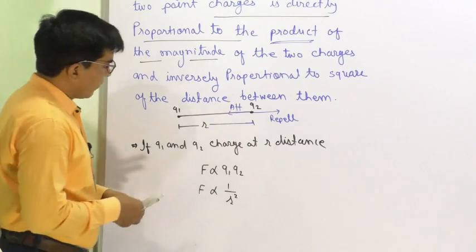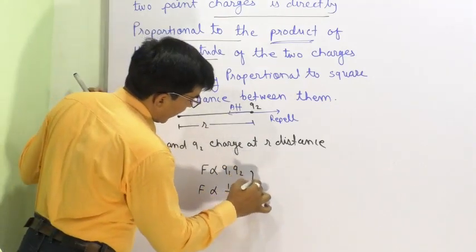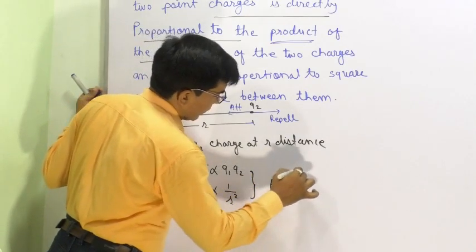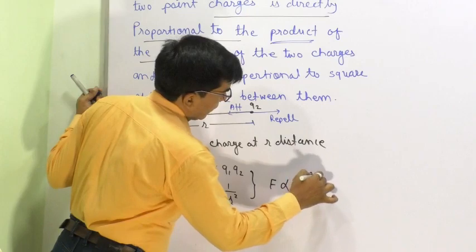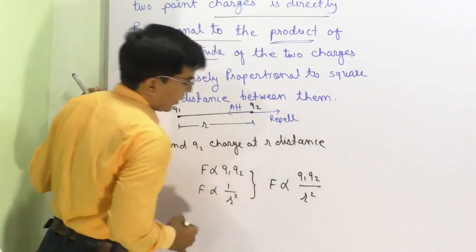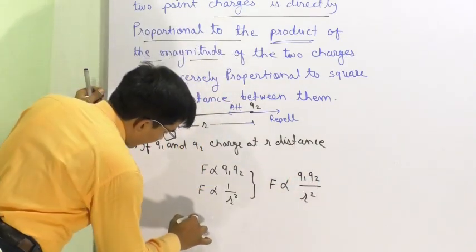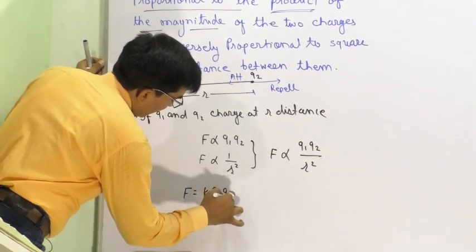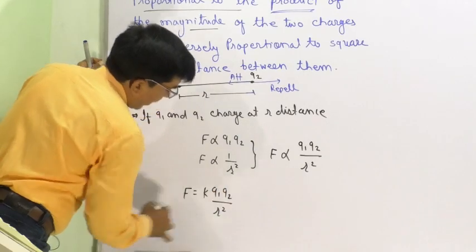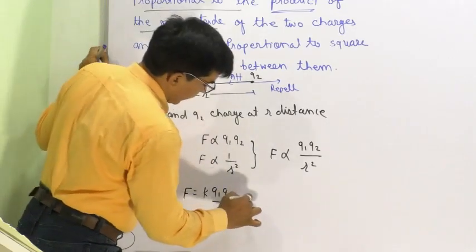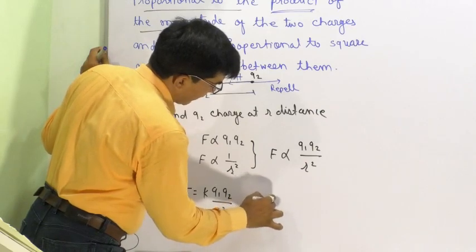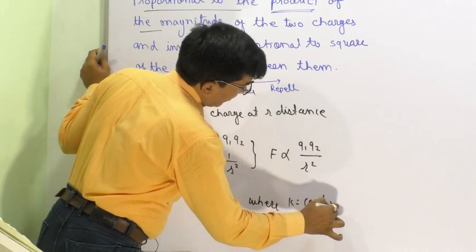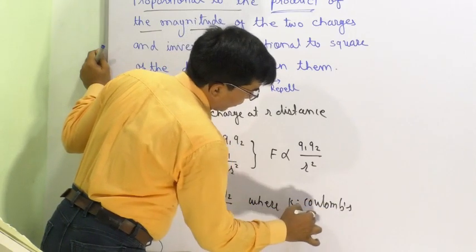So from 1 and 2, what can we write? We can write F is proportional to Q1 Q2 upon R square. From this, we can write F is equal to K Q1 Q2 upon R square, where K is Coulomb's constant.